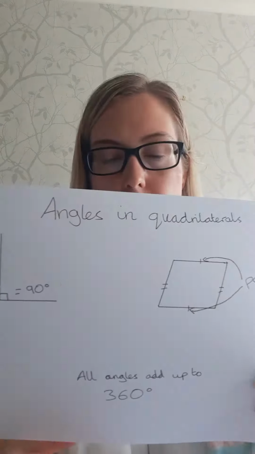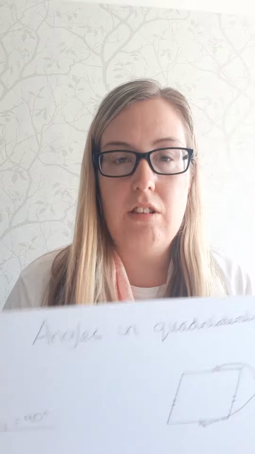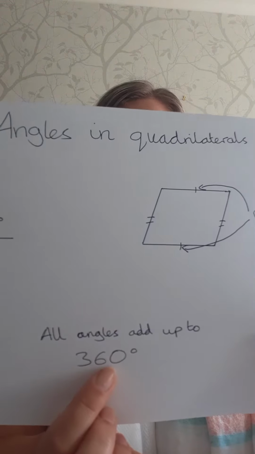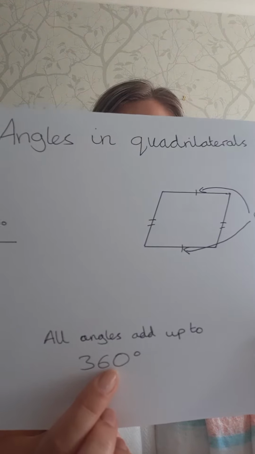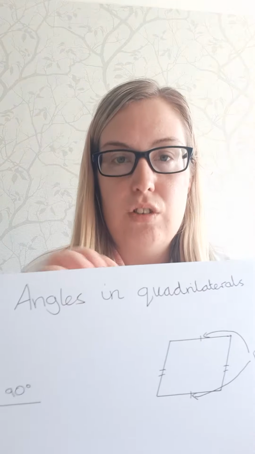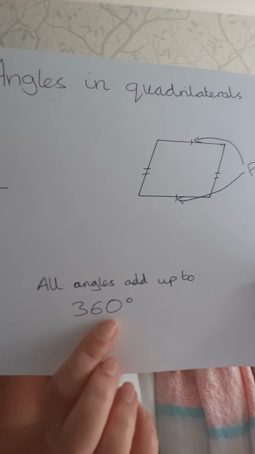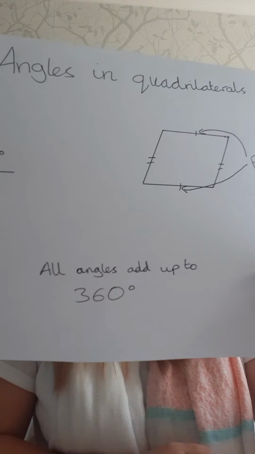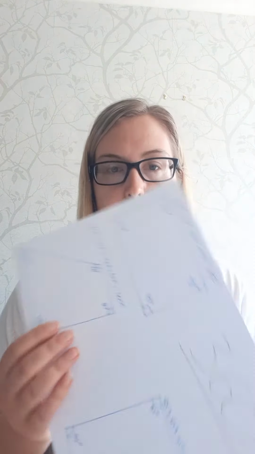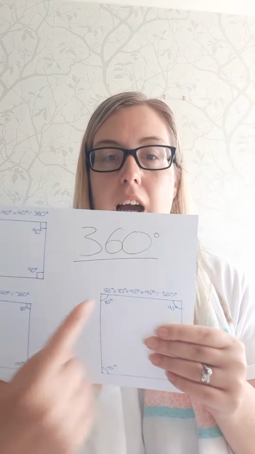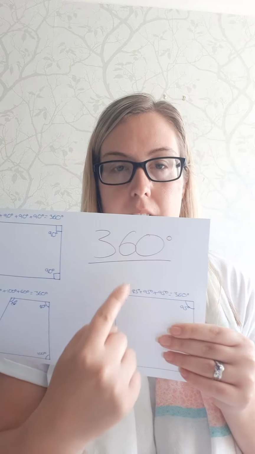The most important thing to remember is that all angles add up to 360 degrees. So this is a difference from when we worked on triangles. All angles add up to 360. Let's look at a few examples together. And don't forget that magic number.